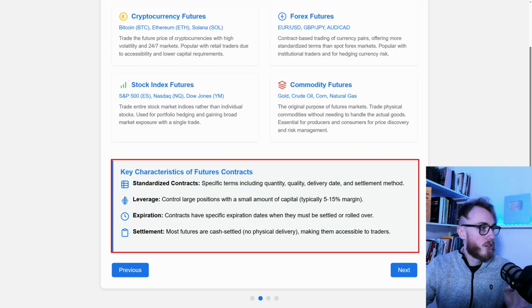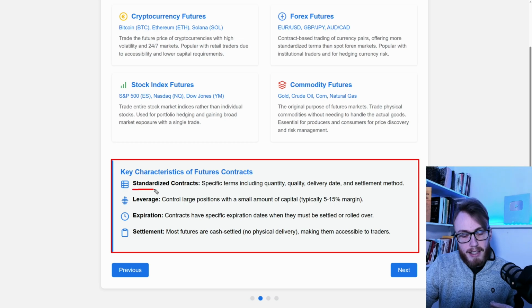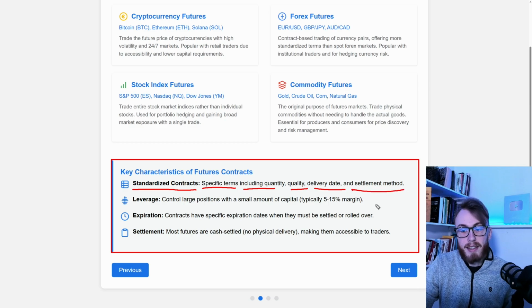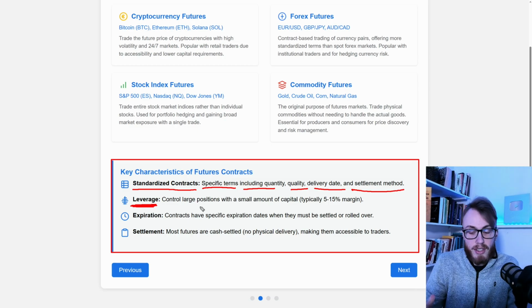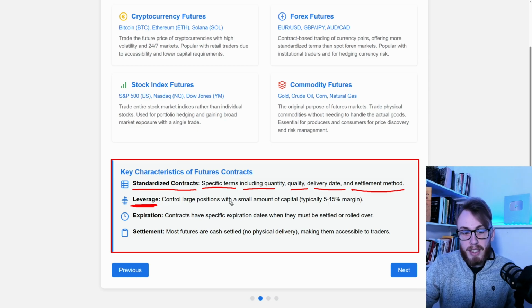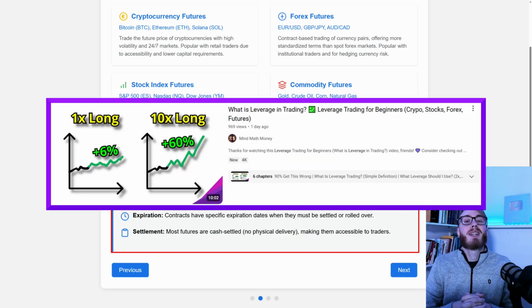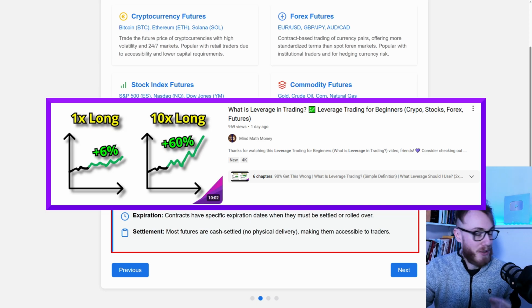But now let's shift the attention a bit here and take a look at some key characteristics of futures contracts. The first key characteristic is that they are standardized contracts. Means that we have specific terms, including the quantity, quality, delivery date, and settlement method. The other key characteristic here is leverage. You can control much larger positions than what you have in your account by using leverage. And here I think the concept of leverage is super important to understand. And once again, I do have a video about leverage. I will make sure to link that video up in the corner. Definitely make sure to check that one out.